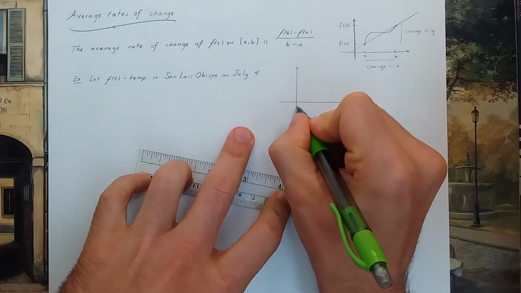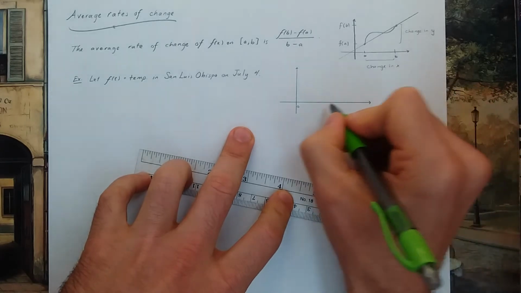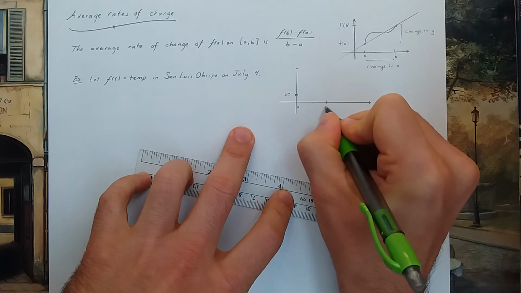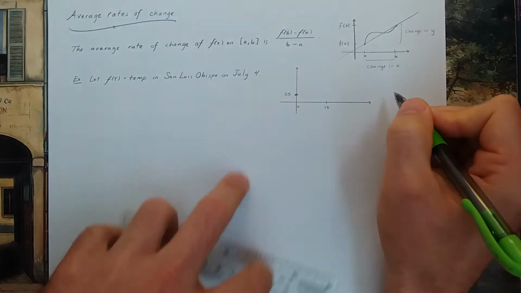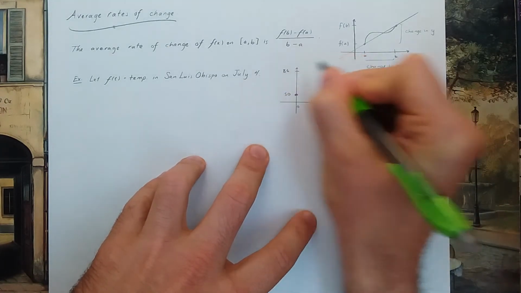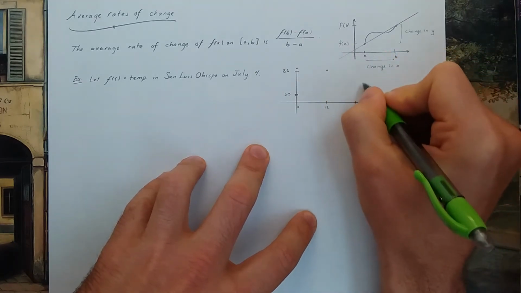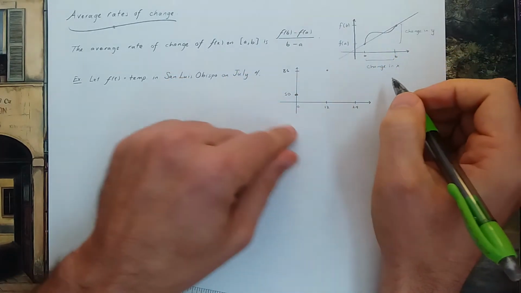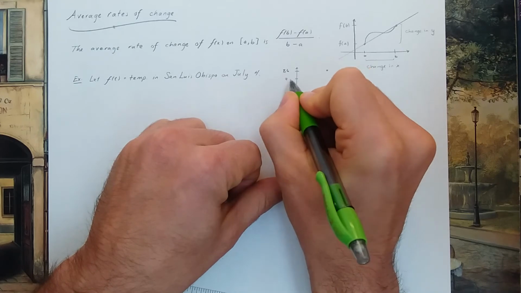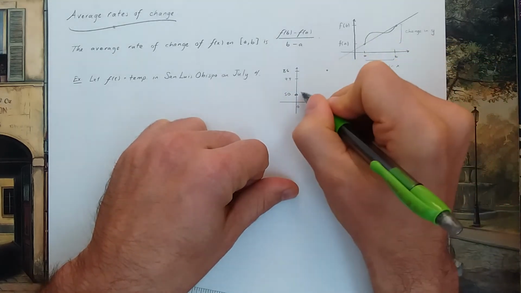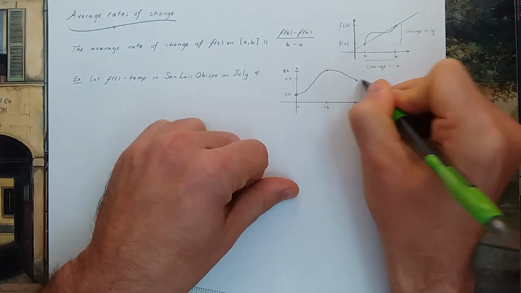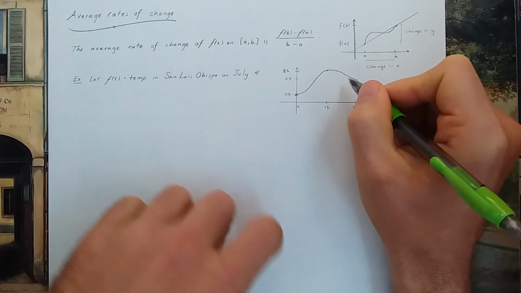Maybe at midnight, I'll say that's time 0. It was 50 degrees in San Luis Obispo. Maybe by the time it got to be 12 hours later, it was, let's say, 86 degrees in San Luis Obispo. And at midnight on July 4th, so 24 hours later, let's say it was, I don't know, 74 degrees. And throughout the day, the temperature fluctuated in this manner. So here's a graph of the temperature in San Luis Obispo on a certain day.